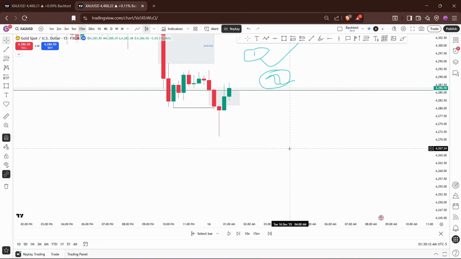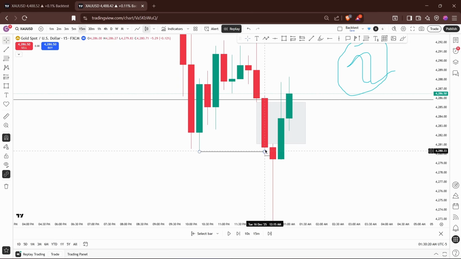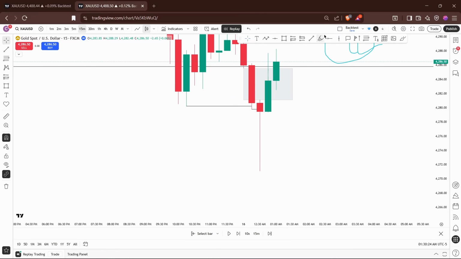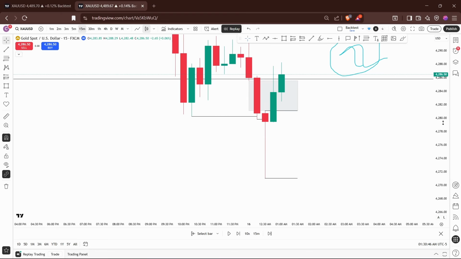Here we can see this candle's low is broken by this red candle. So this becomes the candle range. This high and this low becomes the candle range. So the candle which forms the candle range high is broken by this candle. We have to wait for the break of this candle range high in this bullish scenario.